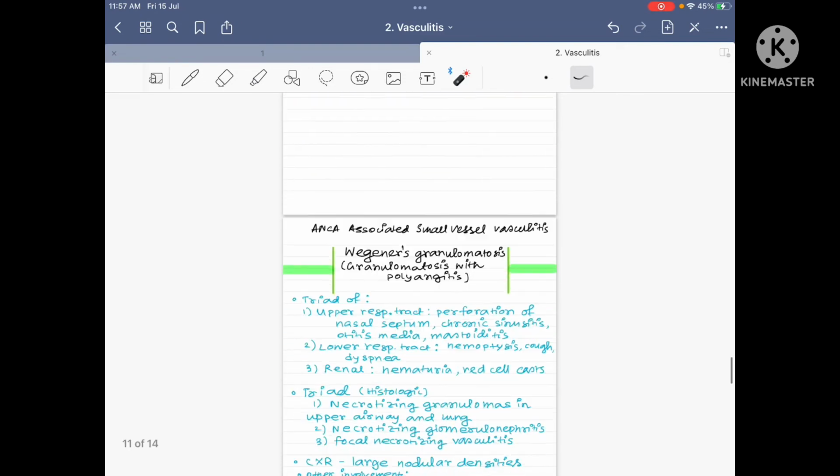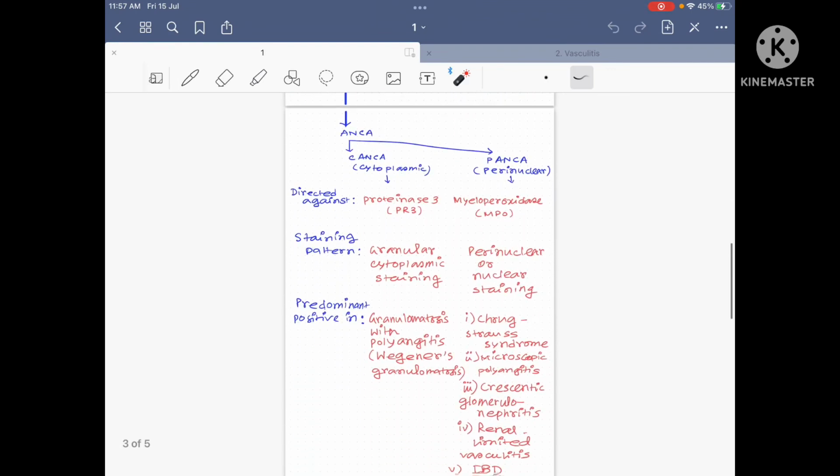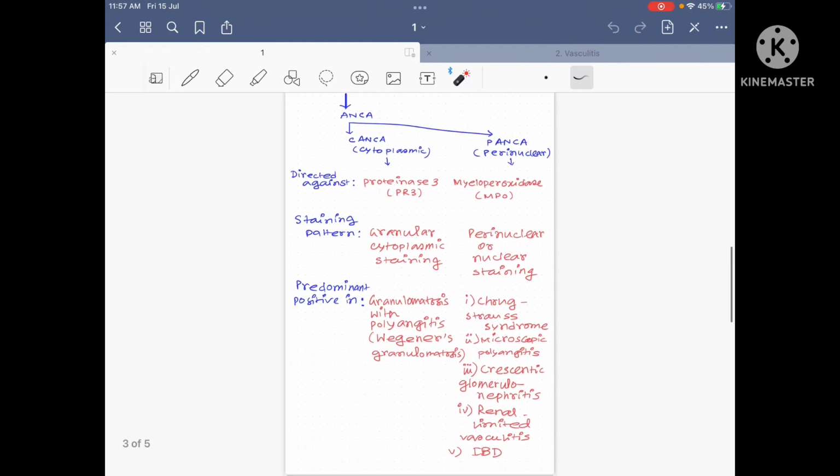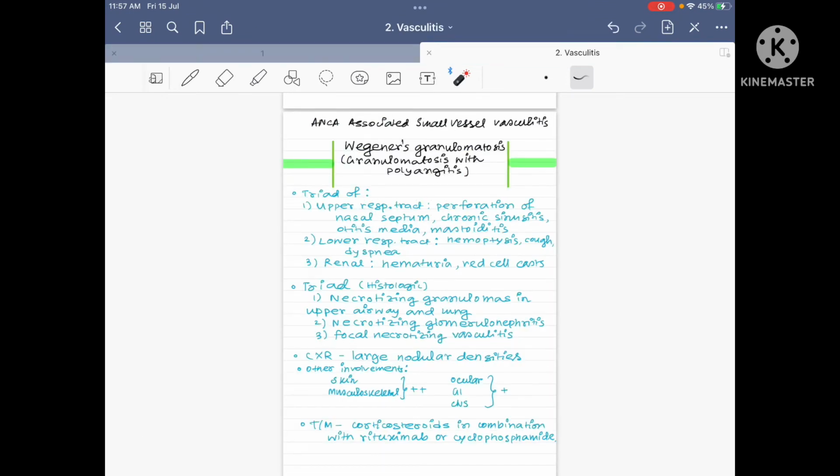That's it. Now coming to the ANCA part, as you have seen in the previous video, we will discuss Wegener granulomatosis. So there is a triad of three things: upper respiratory tract, lower respiratory tract, and renal. In the upper respiratory tract there is perforation of the nasal septum, chronic sinusitis, otitis media, mastoiditis. That's it. And in the lower respiratory tract there is hemoptysis, cough, dyspnea, and in the renal part there is hematuria, red cell casts. And the histologic triad: necrotizing granuloma in upper airway and lung, necrotizing glomerulonephritis, and focal necrotizing vasculitis.